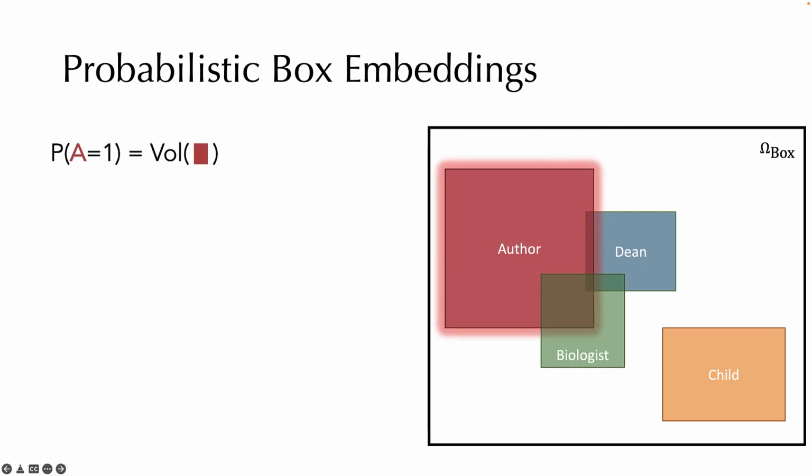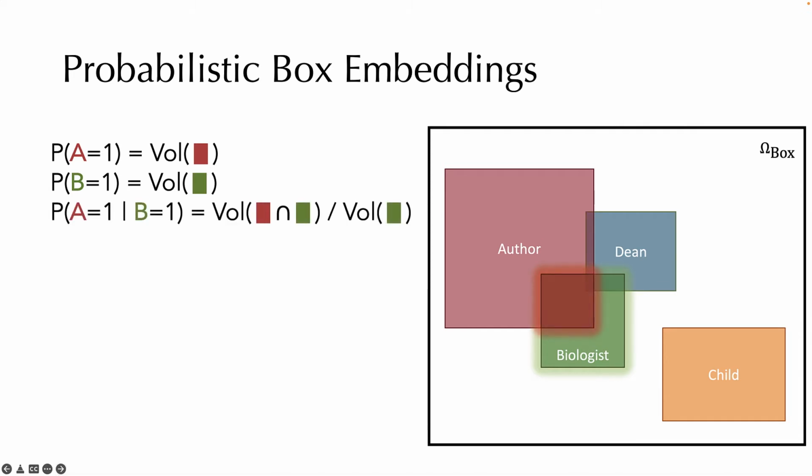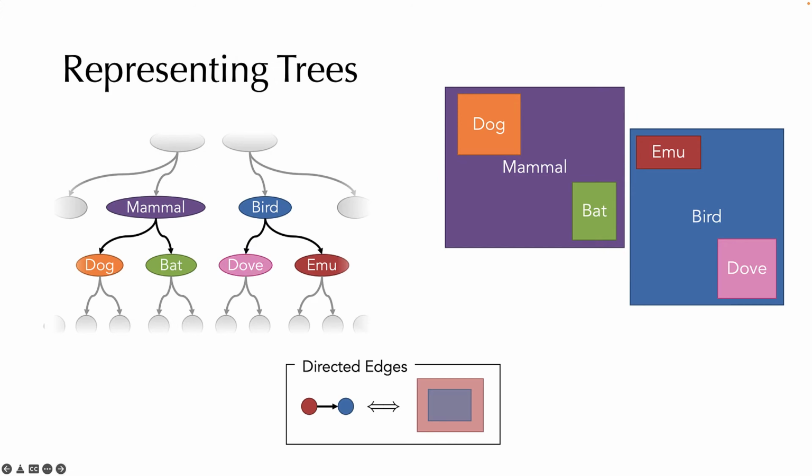Here, the marginal probability of being an author is given by the volume of the author box, and similarly, the probability of being a biologist is given by the volume of the associated box. One can also calculate conditional probabilities, for example, the conditional probability of being an author given that one is a biologist. This latter property was leveraged in the original work to represent knowledge graphs, particularly transitively closed ones.